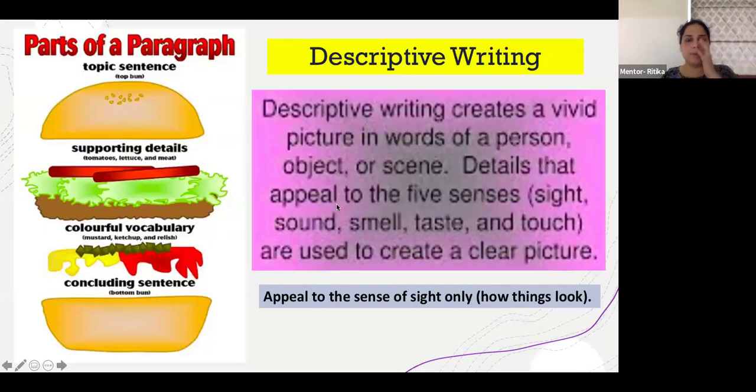Let me present my slides. So you know that when we write a paragraph or anything, even if we are writing a speech or a debate, every writing piece is divided into sections, isn't it?